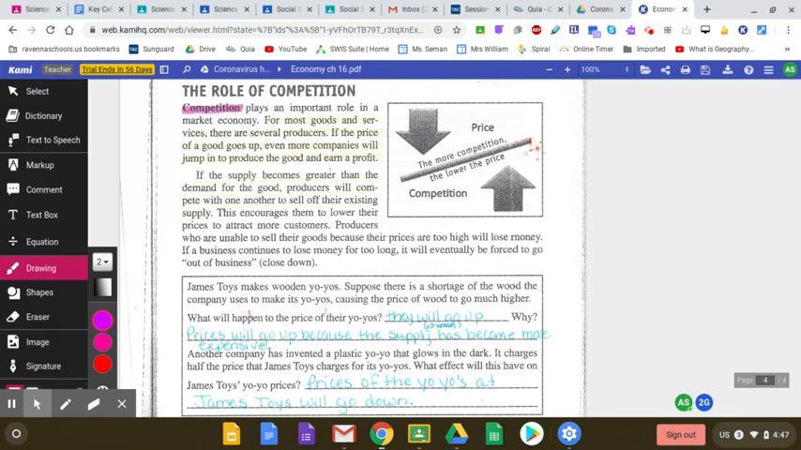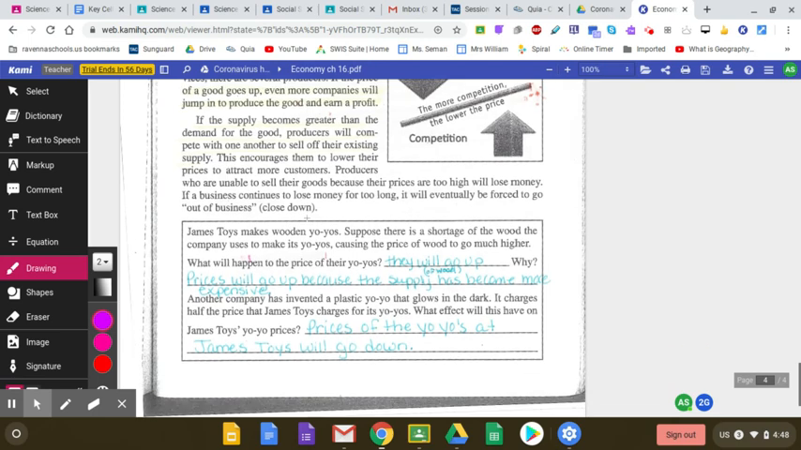If the price of the good goes up, even more companies will jump in to produce the good and earn a profit. If the supply becomes greater than the demand for the good, producers will compete with one another to sell off their existing supply. This encourages them to lower their prices to attract more customers. Producers who are unable to sell their goods because their prices are too high will lose money. If the business continues to lose money for too long, it will eventually be forced to go out of business or close down. And then you have an example down here with James Toys, which makes wooden yo-yos.